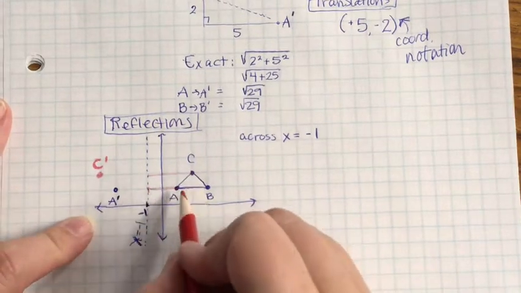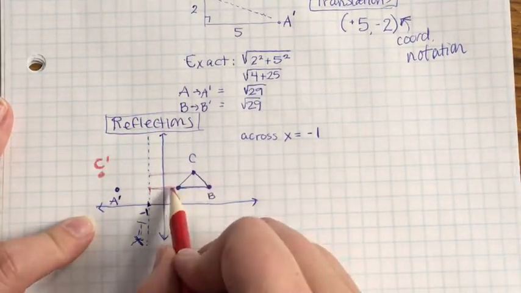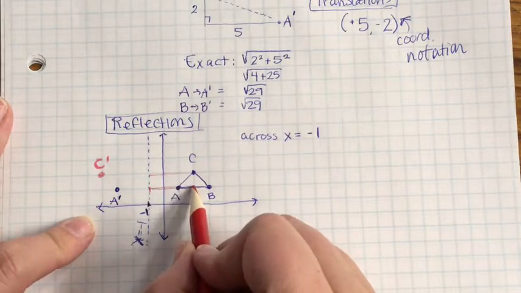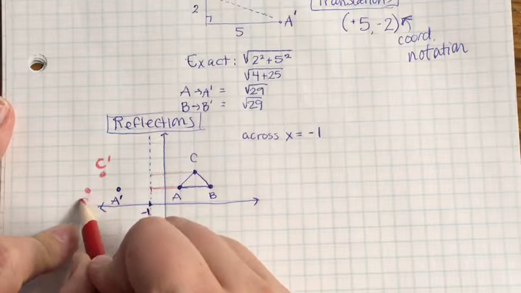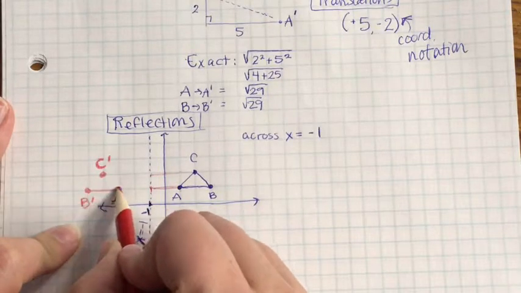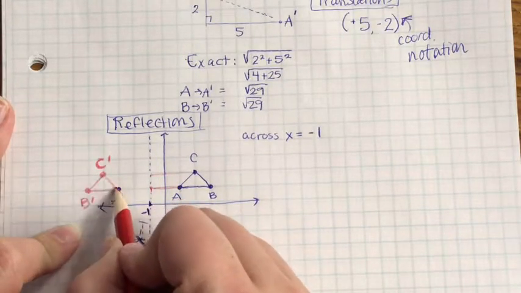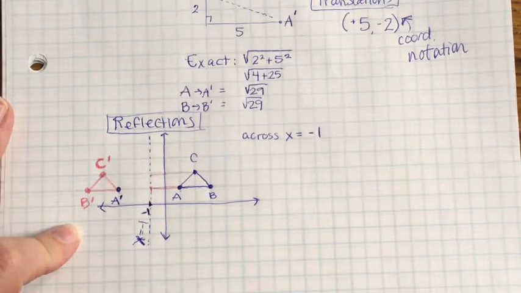And then B, this is another thing that you can do. You can do all the way from the line of reflection, but I can see that B is 2 away from A. So 2 away from A. So that's B prime. Okay. Does that make sense?